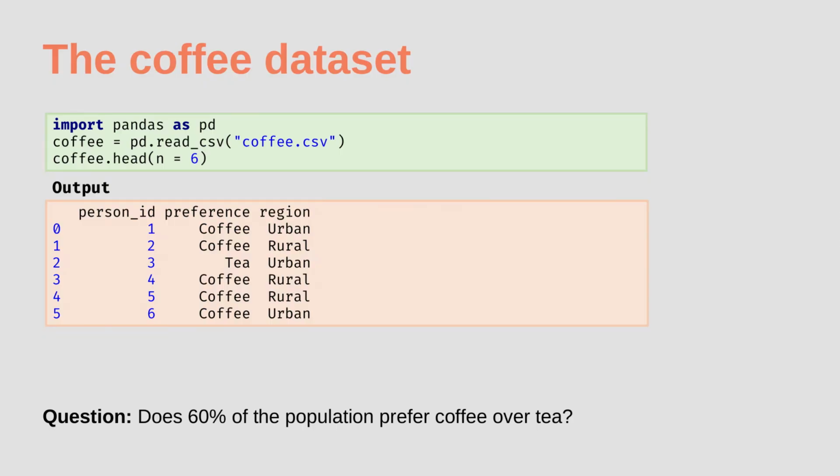The coffee dataset contains a survey of 5,000 individuals with their preferences for tea or coffee, along with whether they live in an urban or rural setting. The dataset has 3 columns: person ID for each individual, their preferences for tea or coffee recorded in the preference column, and the region where they live in the region column. Let's say our question is, does 60% of the population prefer coffee over tea? We'll use one sample proportion test to answer this question.